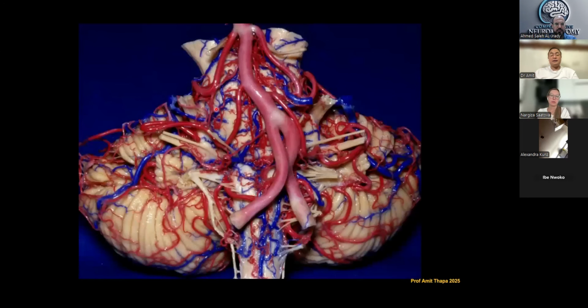And all these branches are important to understand because as age grows, the vessels start getting sagged, and then they actually come down.